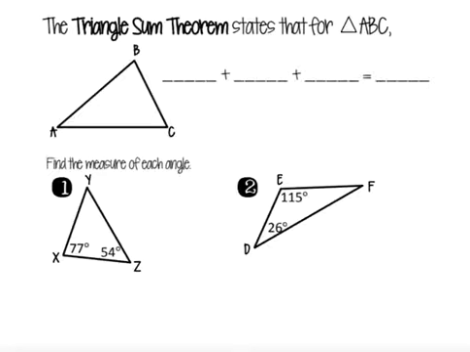The triangle sum theorem states that for any triangle, like triangle ABC, I can add up angle A and angle B and angle C, and they should all add up to give me 180 degrees. So basically, what the triangle sum theorem says is that all triangles have 180 degrees inside.